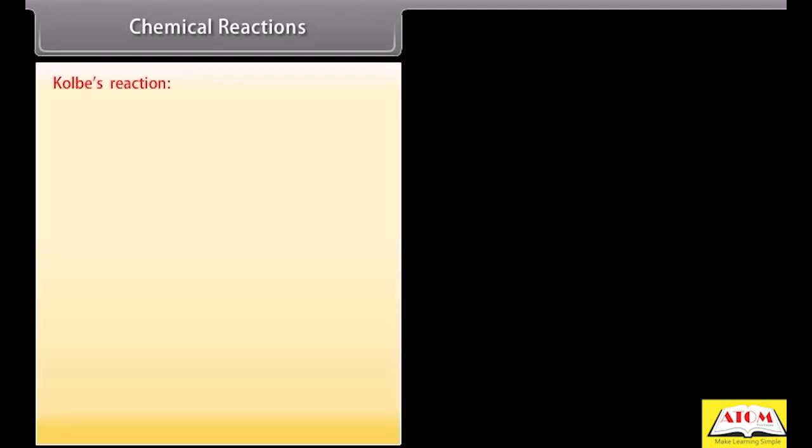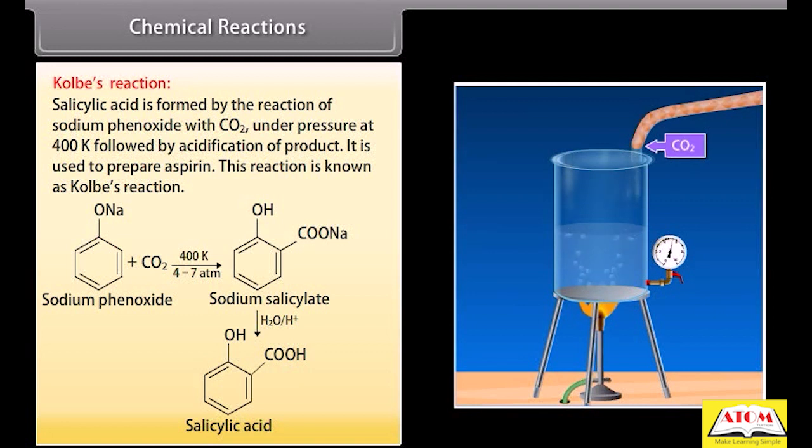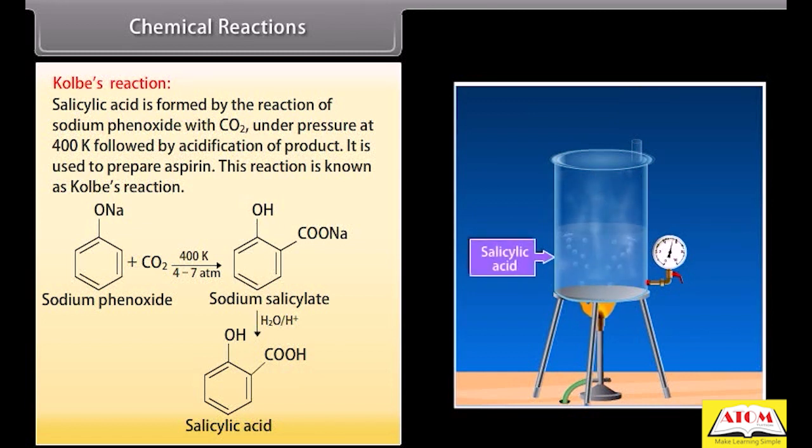Kolbe's reaction. Salicylic acid is formed by the reaction of sodium phenoxide with carbon dioxide under pressure at 400 Kelvin followed by acidification of the product. It is used to prepare aspirin. This reaction is known as Kolbe's reaction.